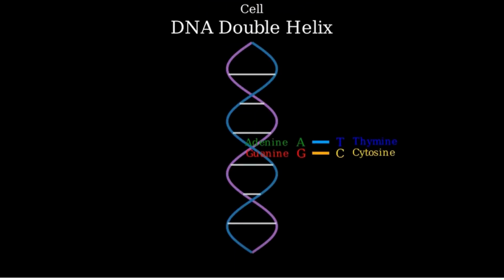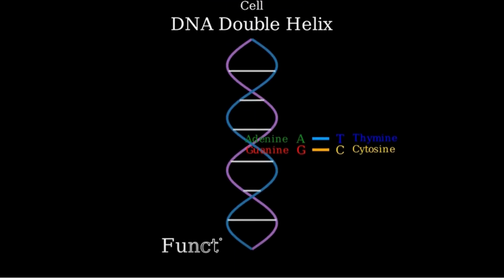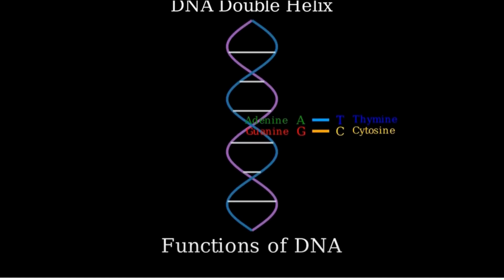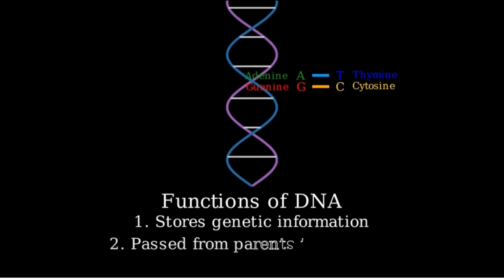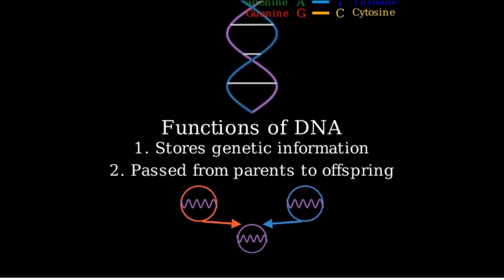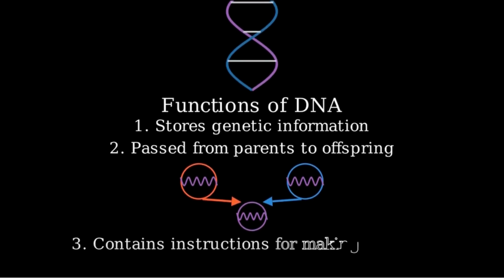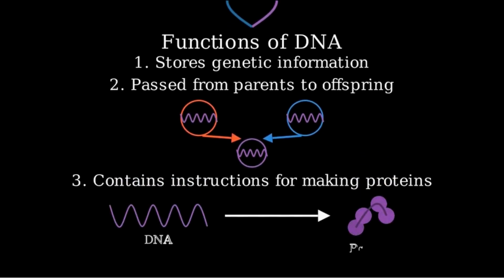But what does DNA actually do? DNA has several important functions. First, it stores all the genetic information that makes you uniquely you. Second, this information is passed from parents to their children, which explains why you might have your mother's eyes or your father's hair color. Third, DNA contains instructions for making proteins, which are essential for the structure, function, and regulation of the body's cells, tissues, and organs.